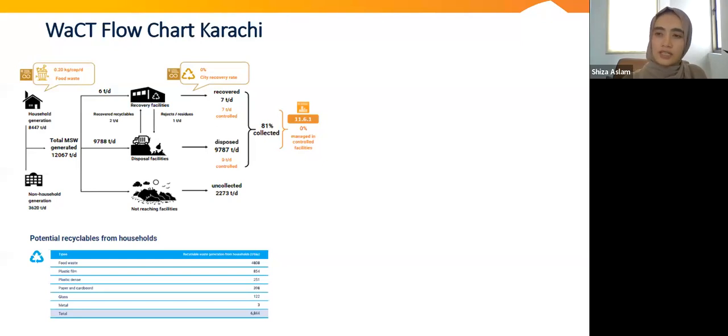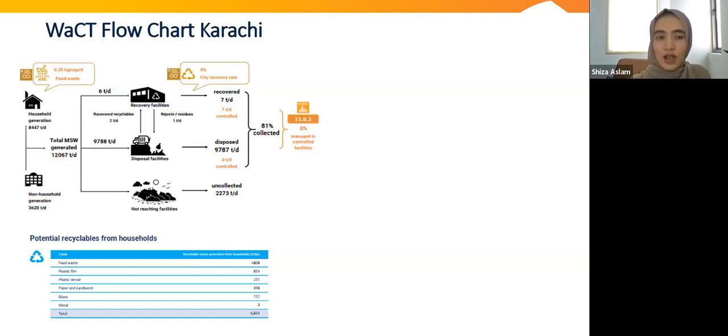So as a proxy, what was assumed is that 10% of the household generation would be equivalent to the non-household generation, not just the number, but also the composition as well. So one can imagine the economic activities might not necessarily produce the same compositional data that would be assumed from household level.